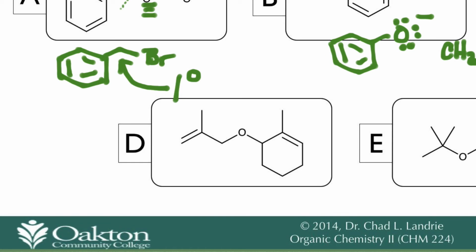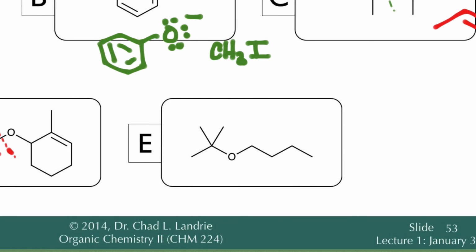If you look at D, that's going to work. We've got a primary carbon here. So this is the bond that I should disconnect if I'm thinking backwards. And in E, I've got a primary carbon there. This is the bond I should disconnect thinking backwards.